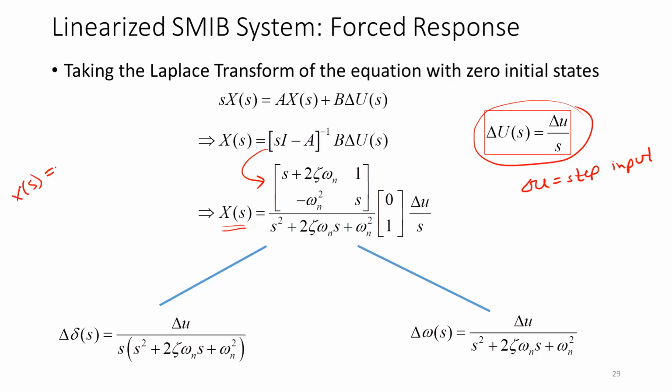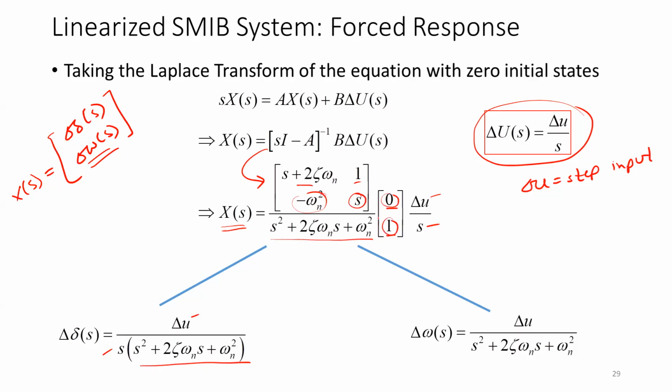So what do you have inside X(s)? X(s) is nothing but del delta(s) and del omega(s). If you find out the expression, del delta(s) will be this one multiplied by 0 plus 1 into del U. This del U comes over here, this s comes over here, and in the denominator will be this one. Similarly, for del omega, minus omega n square multiplied by 0 is 0. s multiplied by 1, so there has to be an s in the numerator, multiplied by del U by s, so this s gets cancelled out, that's why it is not shown, and you have got the denominator over here.